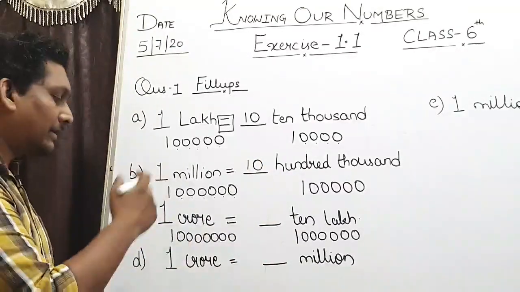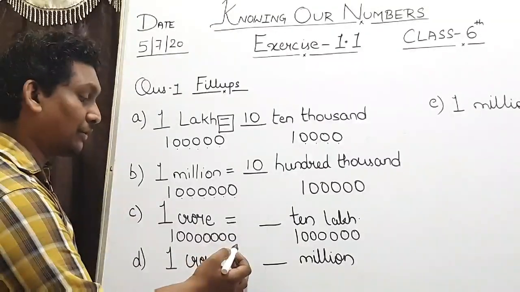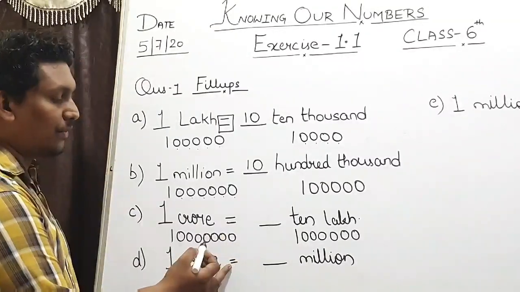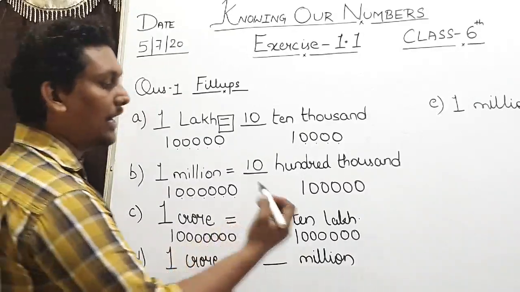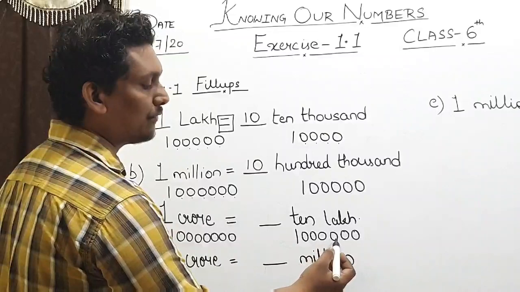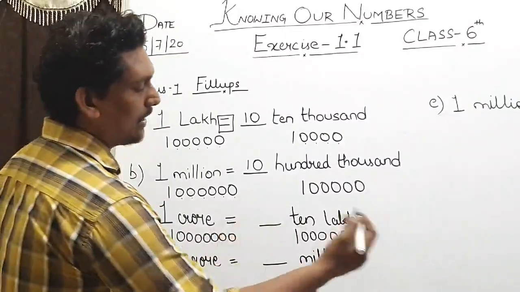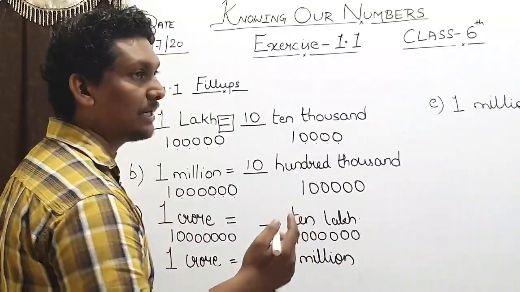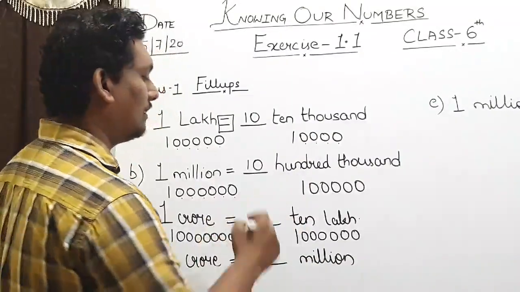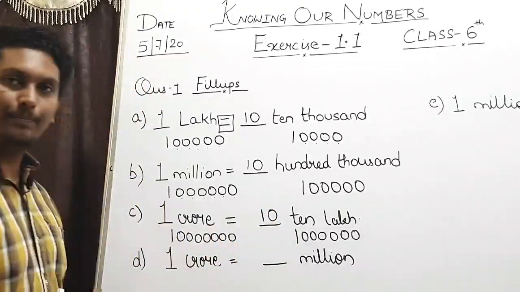Okay. Same way with the crore also. How many zeros are in crore? 7 zeros. 1, 2, 3, 4, 5, 6, 7. And here for 10 lakh we have 1, 2, 3, 4, 5, 6 zeros. Again we need 1 zero. Again we have to use 1 zero, which basically comes in which number? 10. So here also 10 will come.